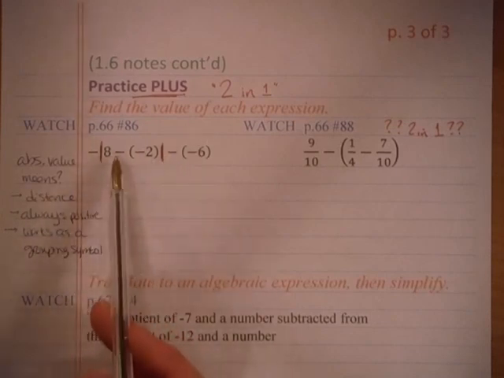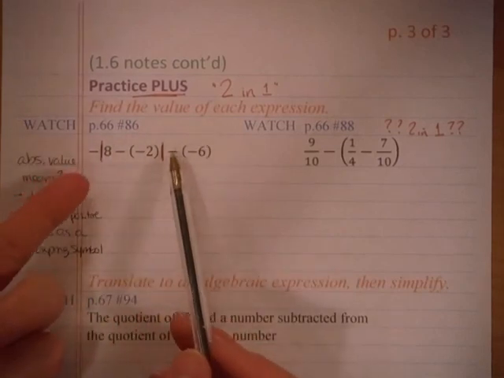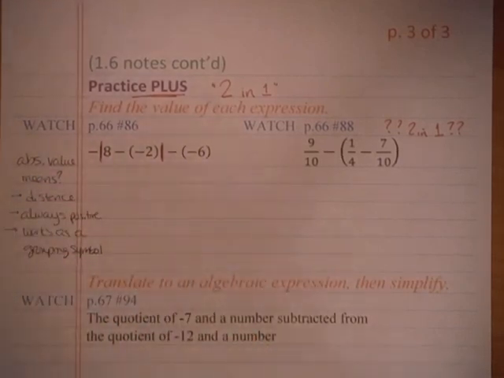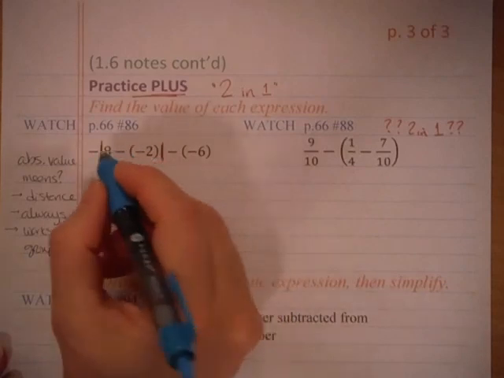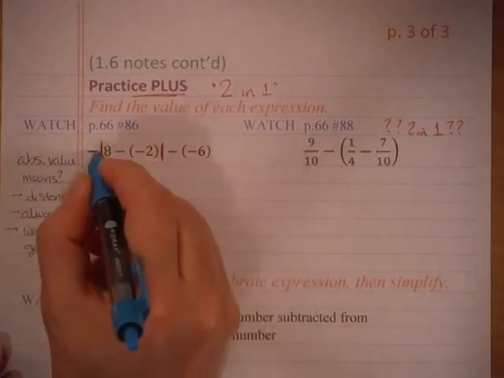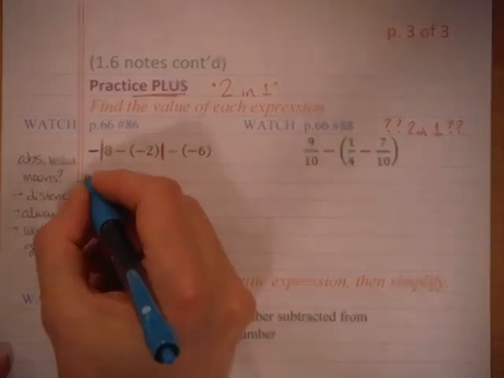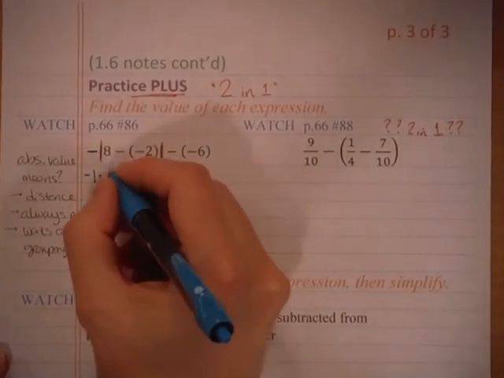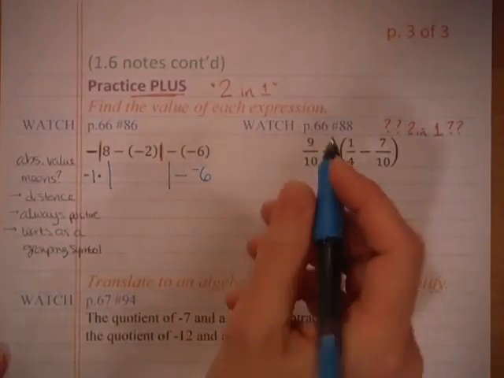So right now we've got 8 minus a negative 2, plus we have a negative out front here. We've got a minus a negative 6. We've got a lot going on. So as always with practice plus, you want to breathe nice and deep and take it one little bit at a time. And another thing we're trying to emphasize is when you see a negative out front, it's as if it's -1 times that item. So it's like a -1 times that absolute value. Then you're going to be subtracting a negative 6.